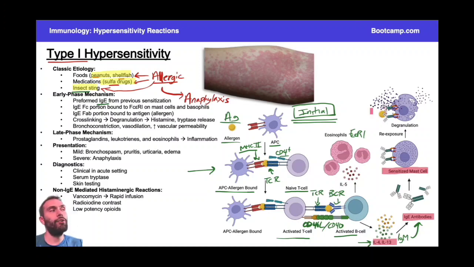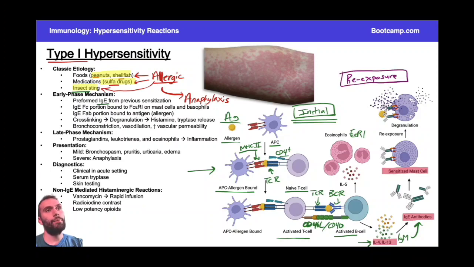So if this allergen were to come in the body again, if I got stung by a bee a year later, right, or if I took that medication a year later, I'm going to have a much worse reaction because now all of these IgE antibodies that I created are sitting on the surface of my mast cell and basophil. So this is going to be the re-exposure. We'll do this in purple. Okay, so this is the re-exposure.